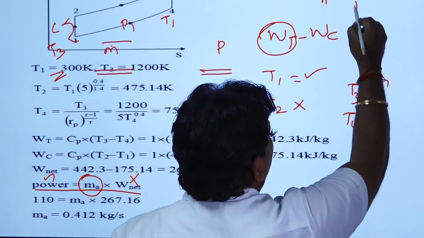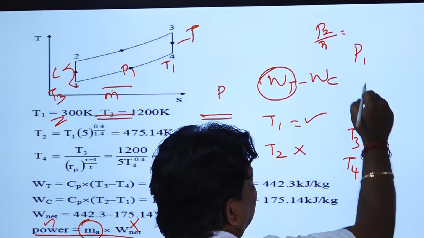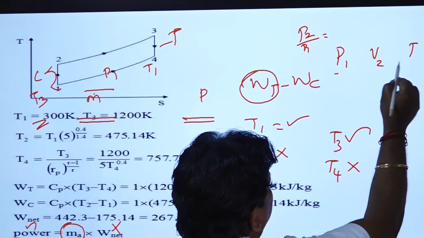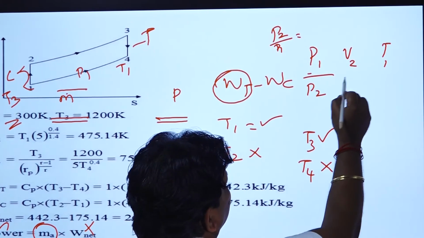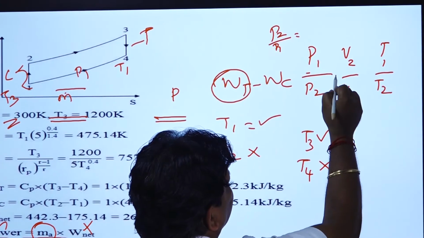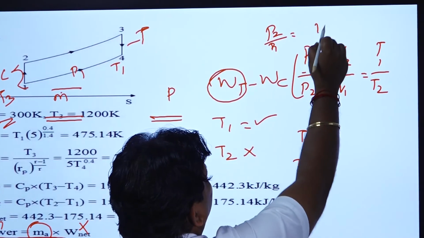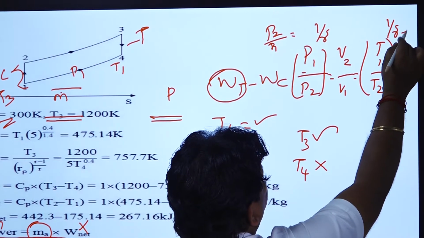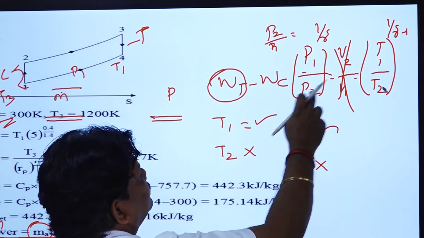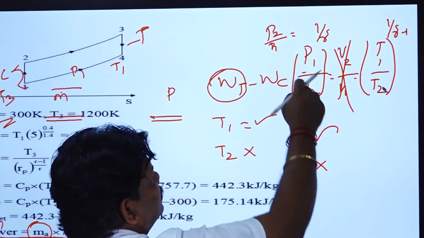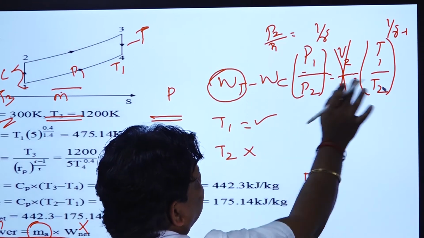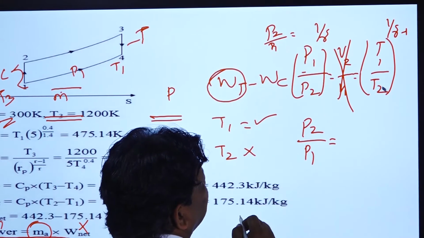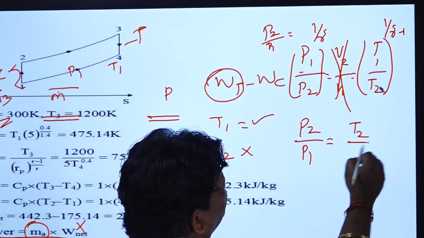The PVT relation I told you in the first class itself. For 1 to 2, with P, V and T: P1 by P2, V2 by V1, T1 by T2, with power 1 by gamma and 1 by gamma minus 1. You neglect V, so now it is P and T. P1 by P2 or T2 by T1; interchanging the numerator and denominator, P2 by P1, which is nothing but the pressure ratio, is equal to T2 by T1.